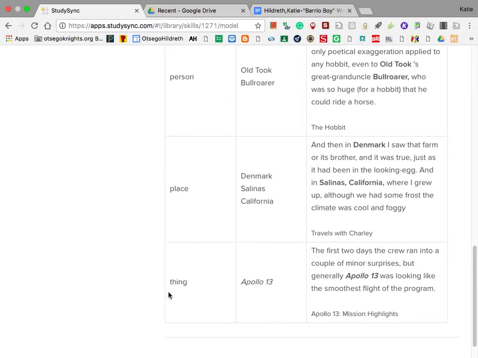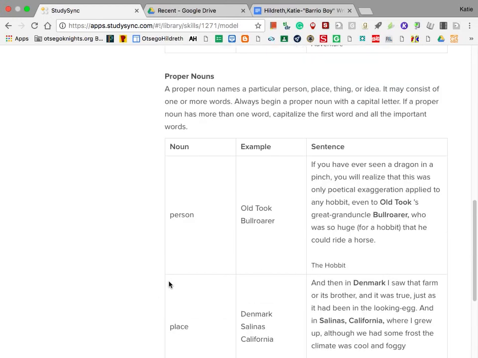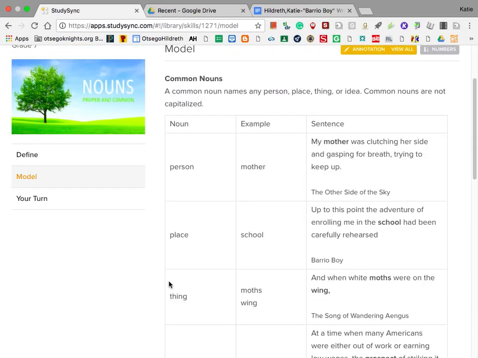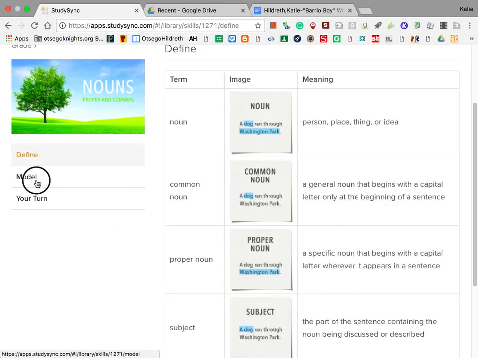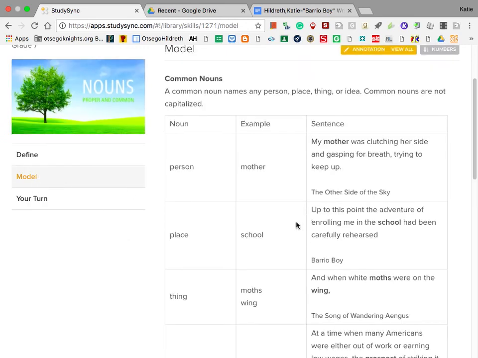And then the last one is a thing, like Apollo 13, or any other specific thing. You could put the title of a book, like A Fish in the Tree. You just have to make sure to capitalize the correct words that you need to if there's more than one word. Okay, now that we've gone through define, model, and you've taken your notes, now you're going to use your notes and do your turn.